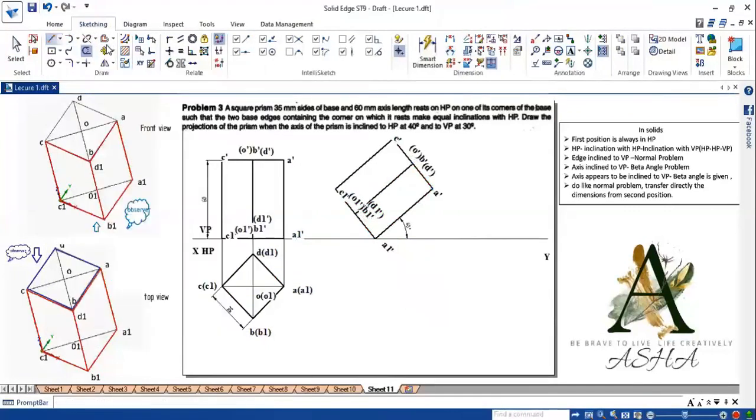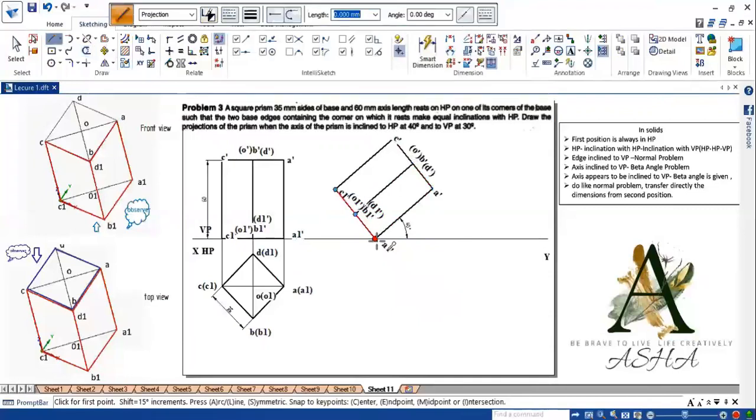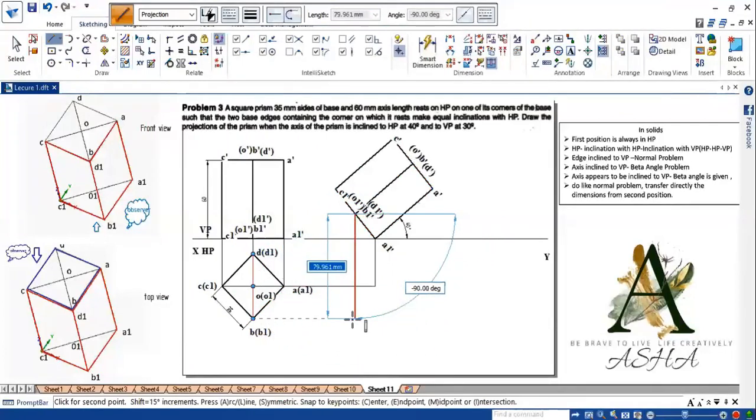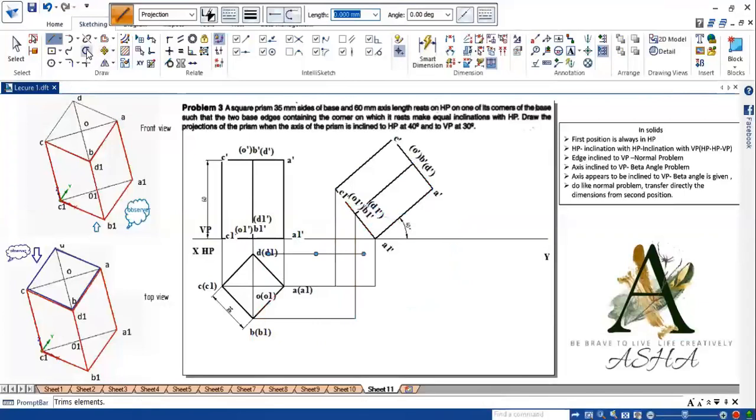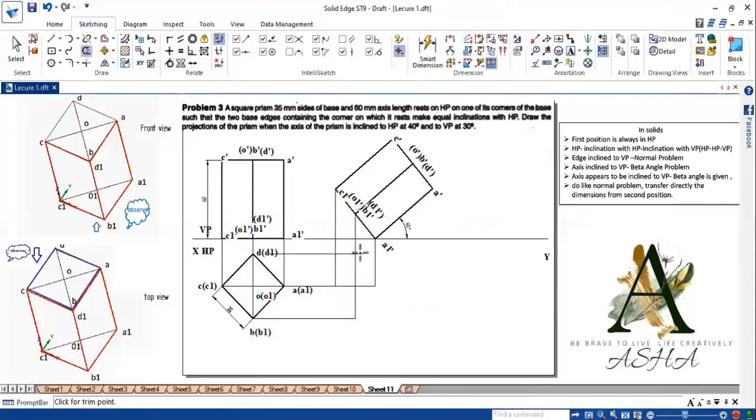Use projection line. So A1 dash, A1. Okay, B1 dash, B1, C1 dash C1 and D1 dash D1. Whatever extra line is there, you trim those lines.